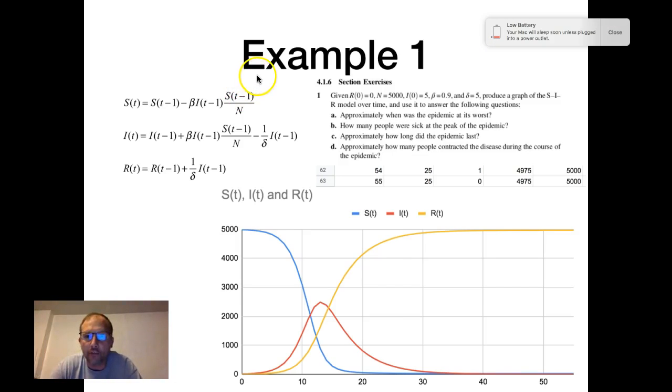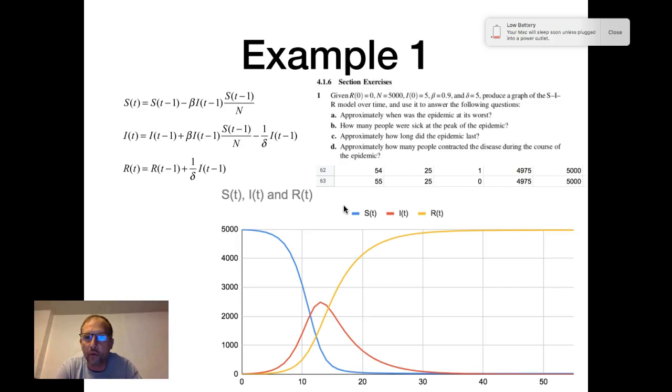2,488 people were infected. All right, C, approximately how long did the epidemic last? I went into the spreadsheet, and rows 62 and 63 went from 1 infected to 0 infected. So at time 55 is how long?